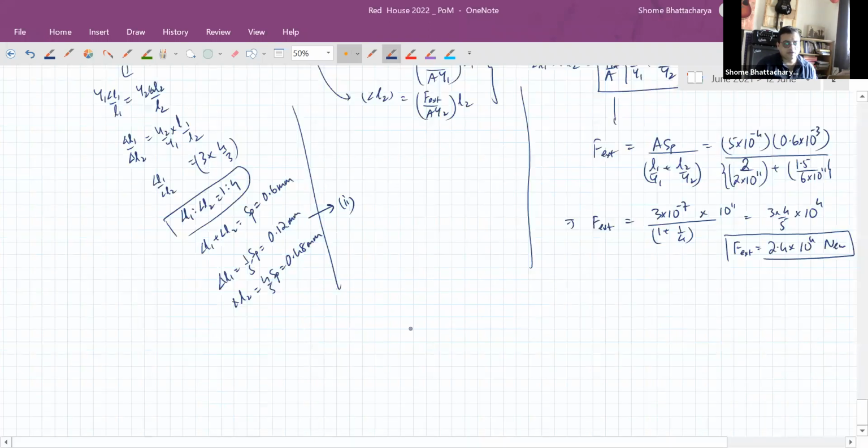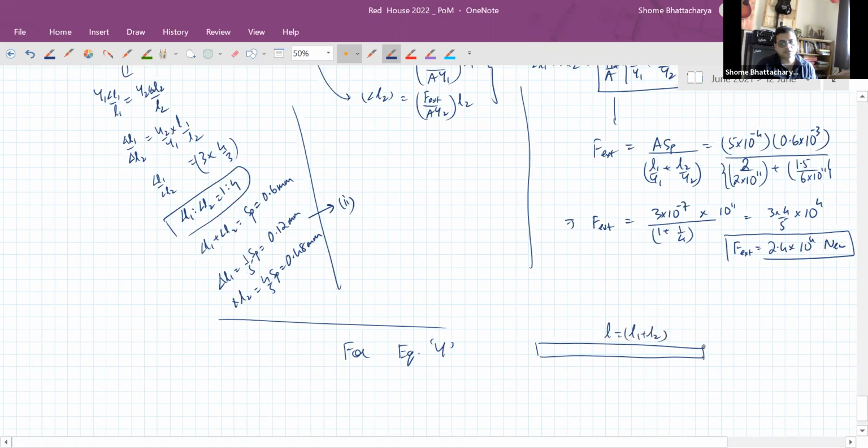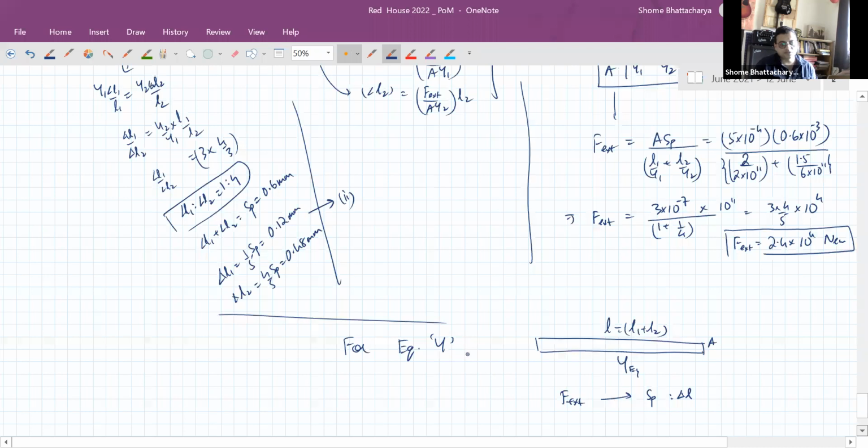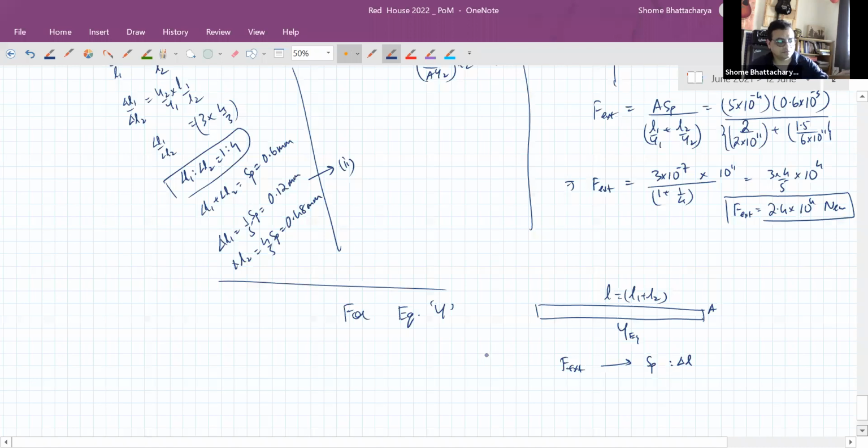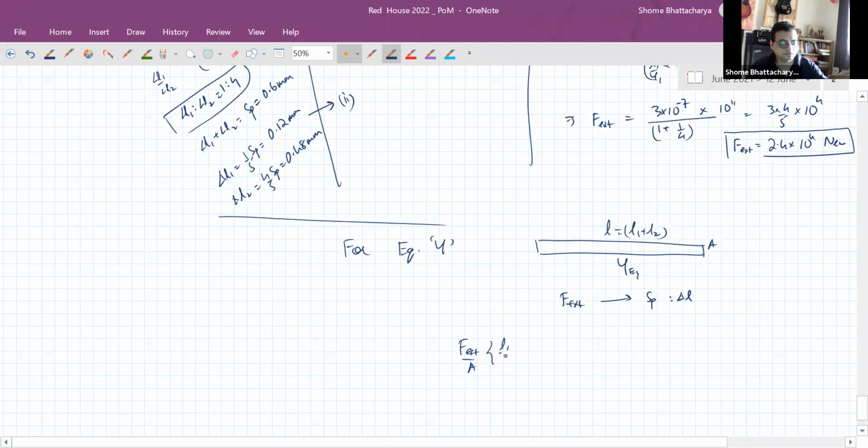Sorry, for equivalent Young's modulus, you can see that you want a single rod of length L1 plus L2 with the same area of cross section and some equivalent Young's modulus, so that the same amount of force will produce the same amount of delta L. So we had this above equation, L1 by Y1 plus L2 by Y2 was equal to the displacement of the point P.